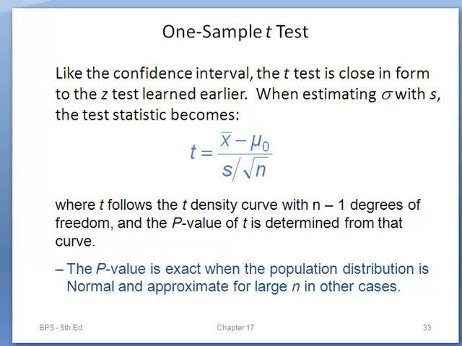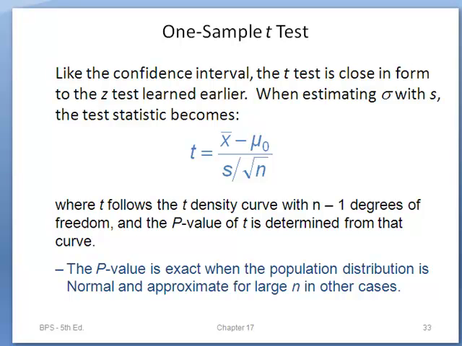So, when we don't know the population standard deviation, we're once again in one of the t distributions, where our standard error is our sample standard deviation divided by the square root of n. So when we do our t statistic in a significance test or hypothesis test, our test statistic will look like the sample mean minus the null hypothesis distribution mean divided by the sample standard deviation from our sample divided by the square root of our sample size. And this t follows that t density curve with n minus 1 degrees of freedom. And the p-value of t is determined from that curve.